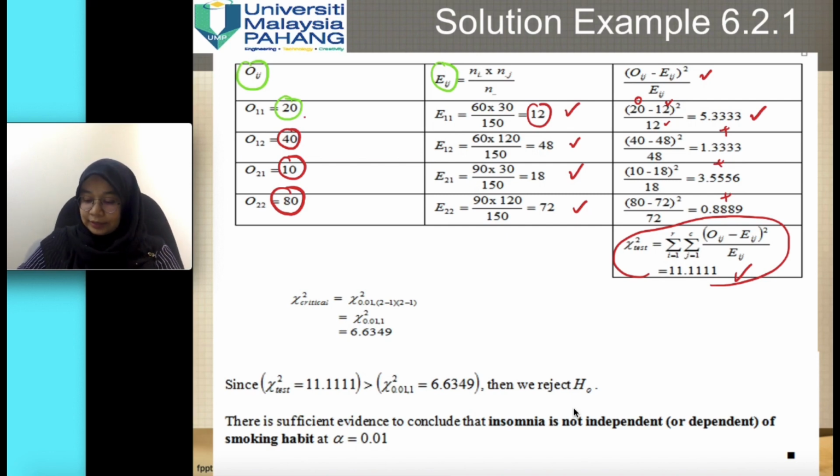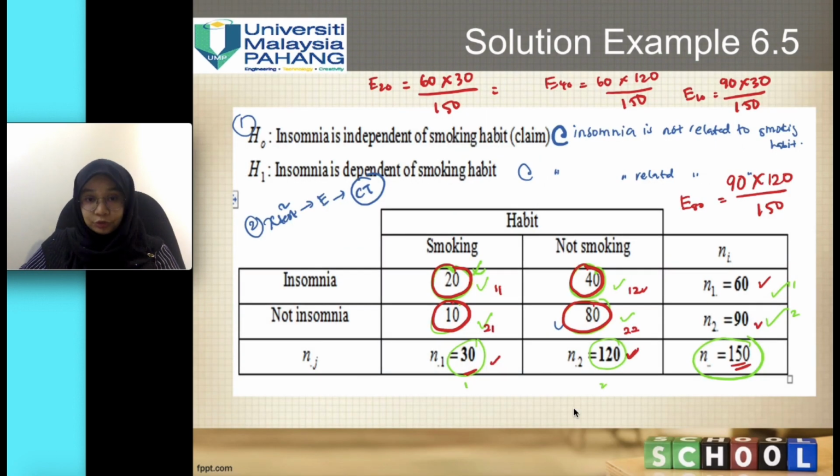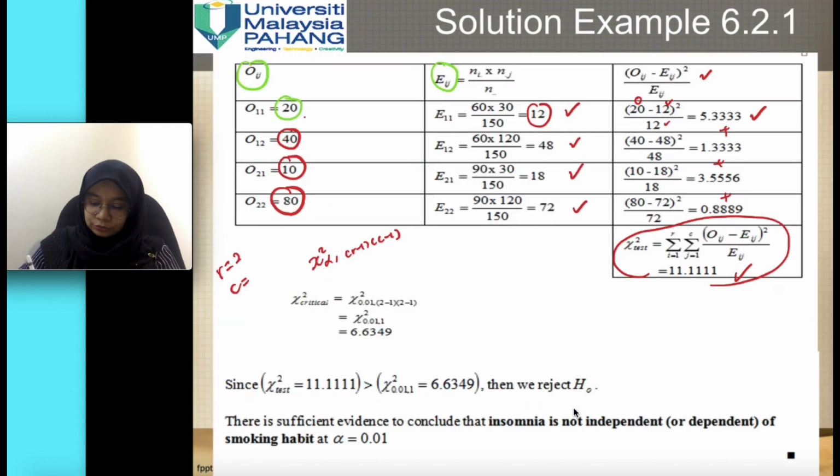Okay. Chi-square critical value. Chi-square alpha, row minus 1 times column minus 1. How many rows do we have? How many columns do we have? Look at here. We have 2 rows, 2 columns. So, 2, 2. Chi-square alpha is 0.01. Row is 2 minus 1 times column is 2 minus 1. So, you will get chi-square 0.01, 1.